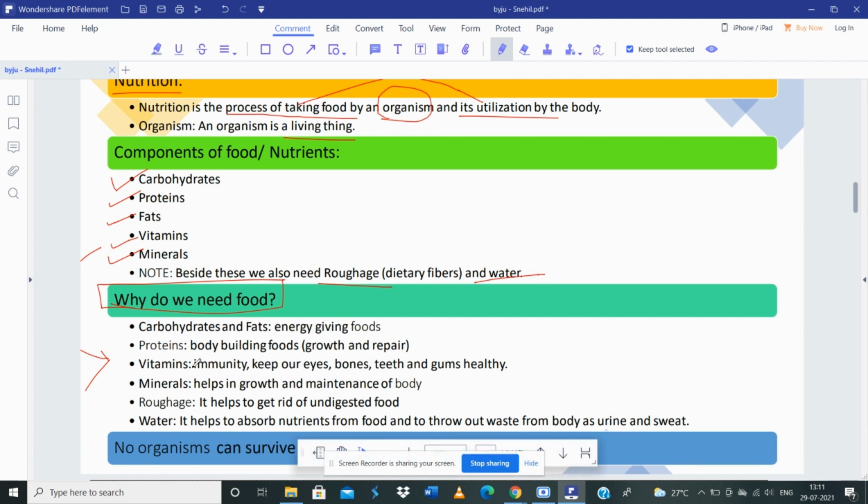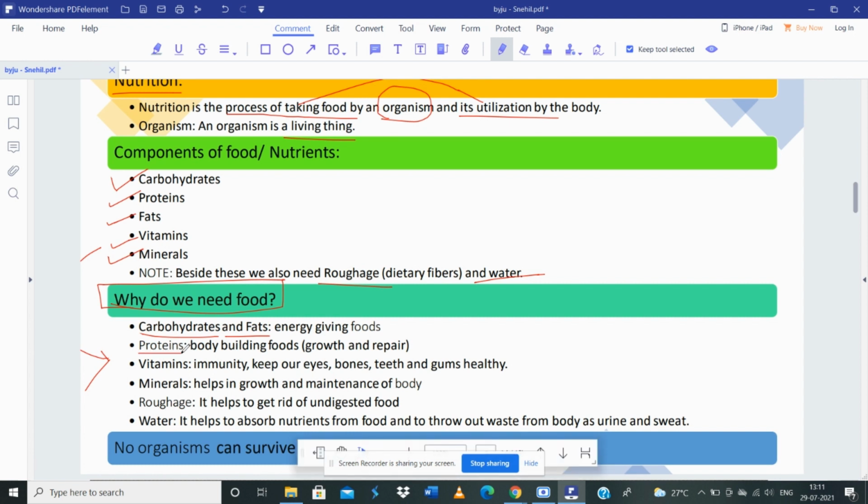Okay, so let's discuss each nutrient one by one. So first one is carbohydrates and fats. These are called energy giving foods. It means they give us energy. So we can say that food is important for us because food contains carbohydrates and carbohydrates provide us energy. In the same way, we can talk about fats also.